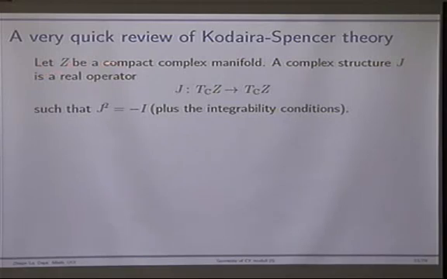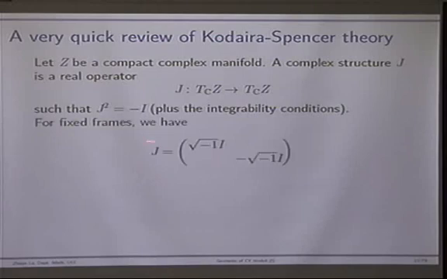So we assume that Z is a compact complex manifold, and a complex structure J is a real operator from the complexified cotangent bundle to itself. It is a bundle homomorphism, but is a real operator. It satisfies J squared equals -1, and of course plus some integrability conditions. So for fixed frames, we can write J in terms of square root of -1, i, negative i. Basically, by writing this, we split the complexified tangent bundle in terms of the holomorphic 1-0 bundle and the anti-holomorphic 0-1 bundle.